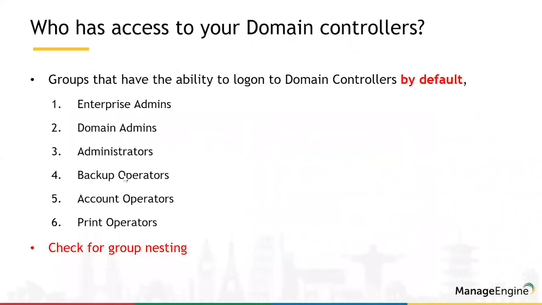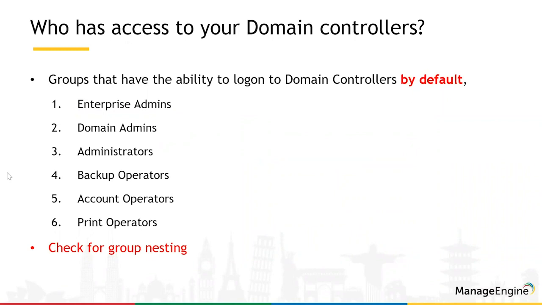So let's say you have group A, and group A is a member of group B, and group B is, let's say, a low privilege group, and group A is a high privilege group. When you add a user to group B, in some form or the other, the permission gets drilled down to the other user as well. So that's why I really believe that we'll have to check for group nesting as well.